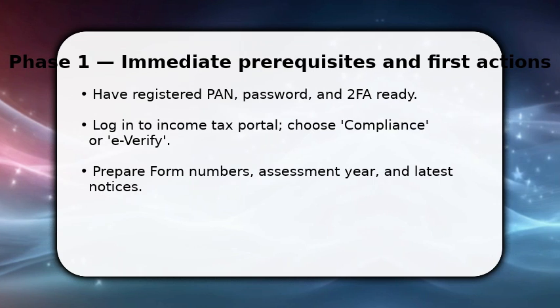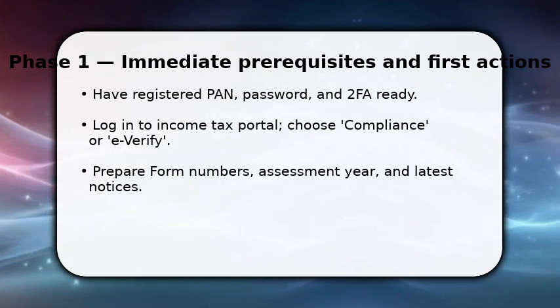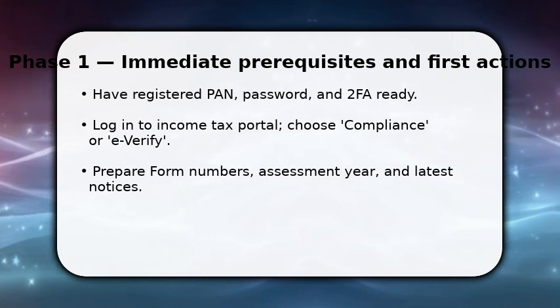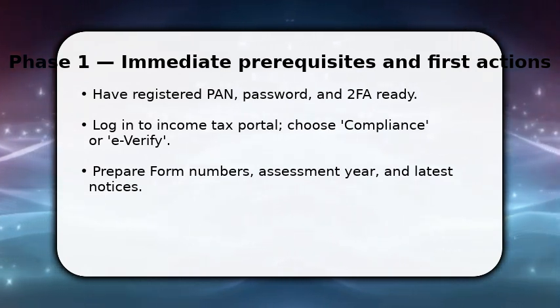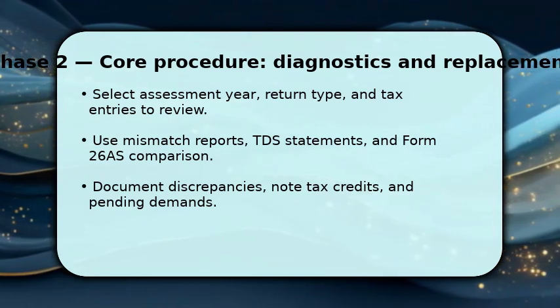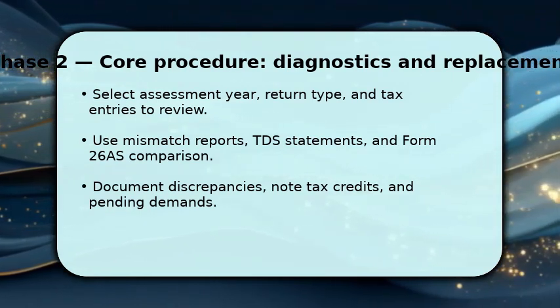If your account lacks permissions, request access now. Otherwise, continue to the Compliance section and select the taxpayer entity you intend to review. You then run the portal's mismatch and verification reports. Start by selecting the assessment year and return type.